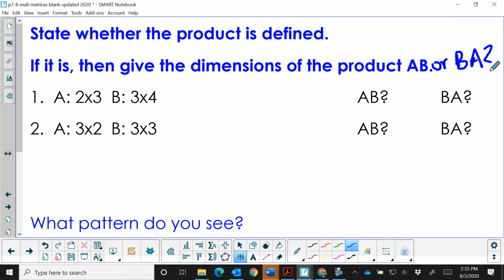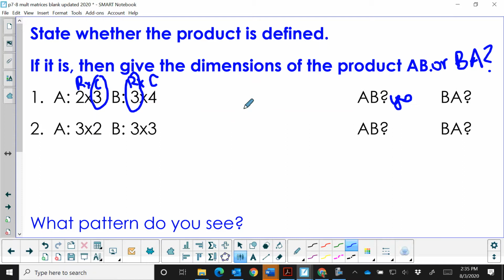or we're also going to look at BA. Can we reverse them and multiply them? So let's take A times B. A is a 2 by 3 matrix. B is a 3 by 4 matrix. So the row by column, row by column. So that means the column of A has to match with the row of B. And these are both 3, so you can multiply these. So this one is a yes. We can multiply them together.